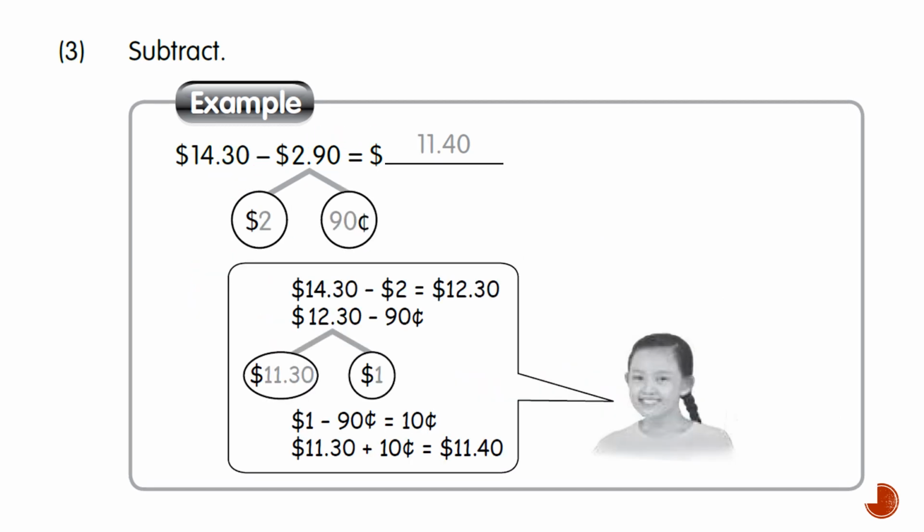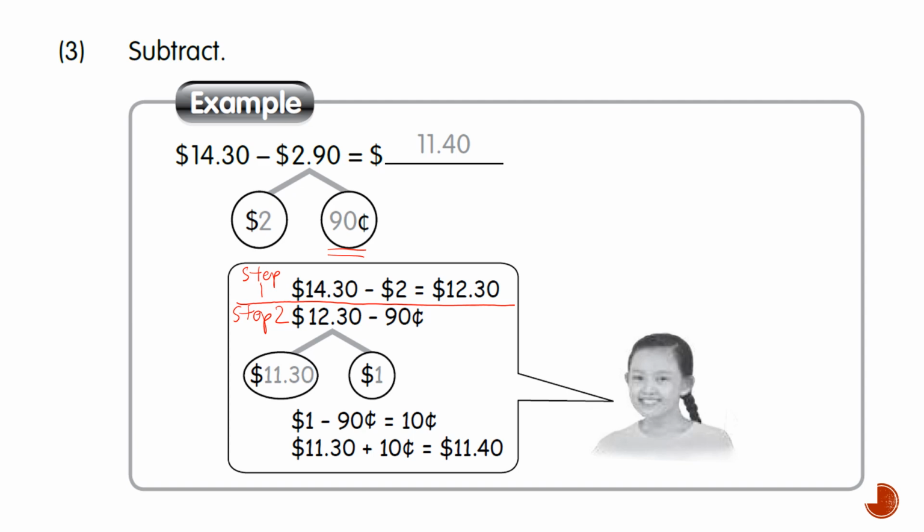Okay, this one is a combination of all the methods that we did previously. So first step, we take the second number and we split it into dollars and cents. So $2.90 becomes $2 and 90 cents. I'm going to show you the sub steps. We go one by one. I'm going to draw a line here. So this is step one. The $14.30 will minus the $2. So you just deal with the dollars first, and what you're left with is $12.30. After you minus $2, you still have to minus the 90 cents over here. So this is step two.